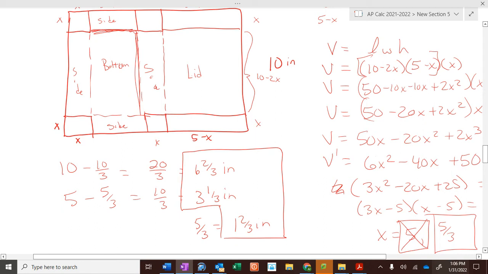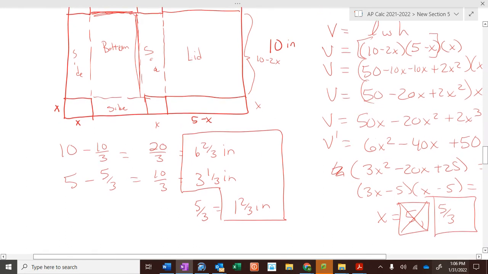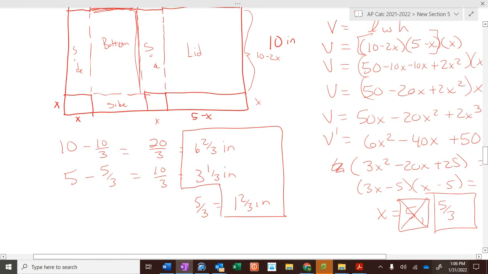Is the H always going to be just the X? Yeah. Okay, what is the volume then? Multiply all three of them together. And I don't know what that would be. Somebody would have to multiply it out.